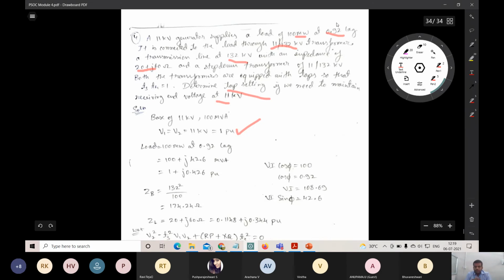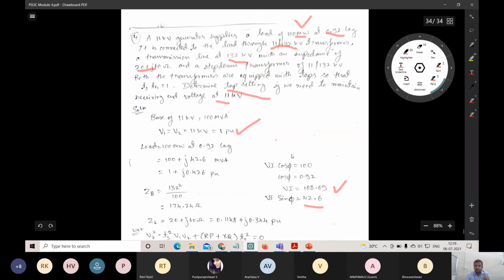How do we calculate for lag? VI cos phi is equal to 100 megawatt. Cos phi is 0.92, so what is VI? VI is given by 100 divided by 0.92, which is 108. Then VI sin phi: phi is cos inverse of 0.92, take sin phi and multiply with VI. So VI sin phi will be 42.6. This is our reactive power.